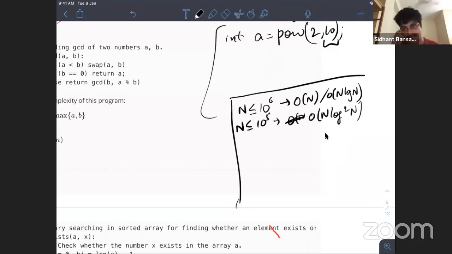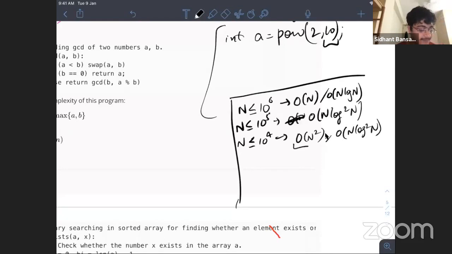Sometimes problems have this n log squared n complexity. They have a chance to pass if n is at most 10 to the power 5. Generally nobody gives you n less than or equal to 10 to the power 4, because it's a very tricky constraint: fast n squared can pass, and obviously n log squared n or n log n can also pass. But this thing is very tight.